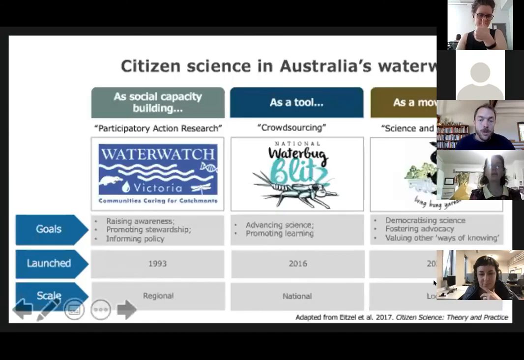But as we all know, there's many ways to do citizen science, and each have their own different goals. They operate at different scales. They're underpinned by different values, theories, and concepts. I've chosen three projects to discuss today, which are projects that I've been involved in. They neatly group into a typology from a great paper by Eitzel and colleagues, also co-authored by one of ACSA's own, Jesse Oliver. And this typology highlighted citizen science as a way to build community capacity, as a tool to advance science, or as a movement to democratize science.